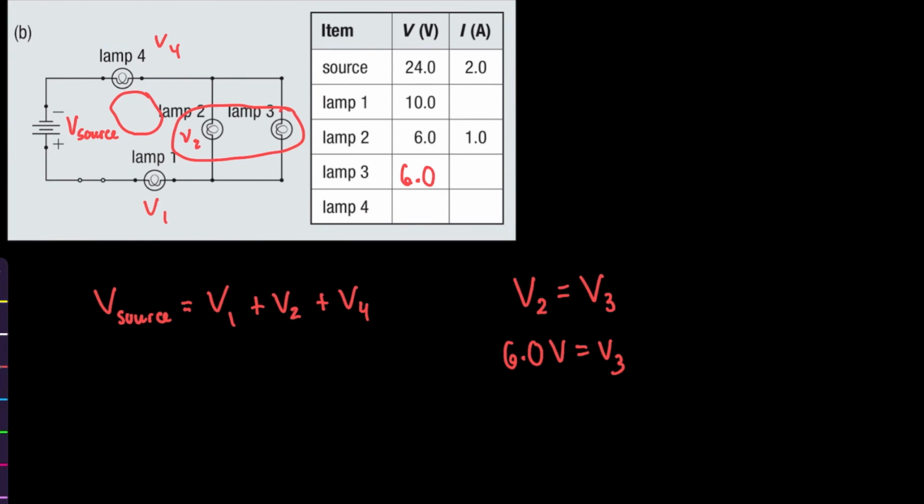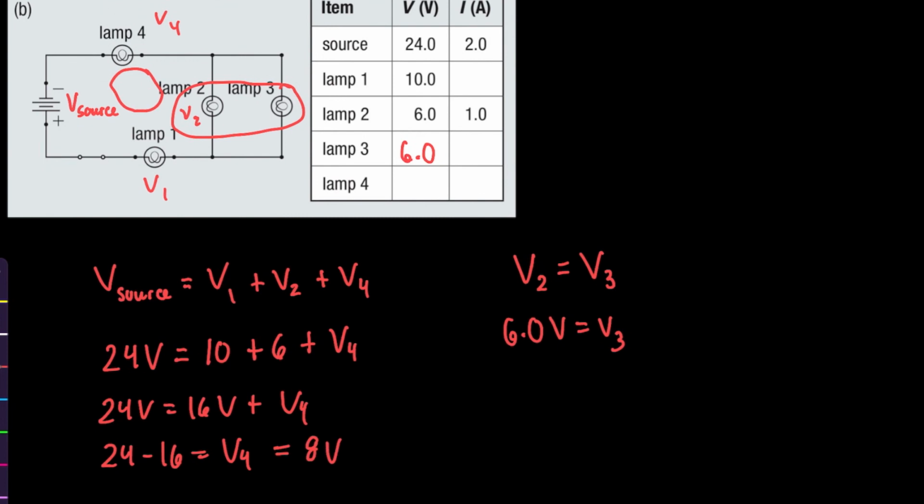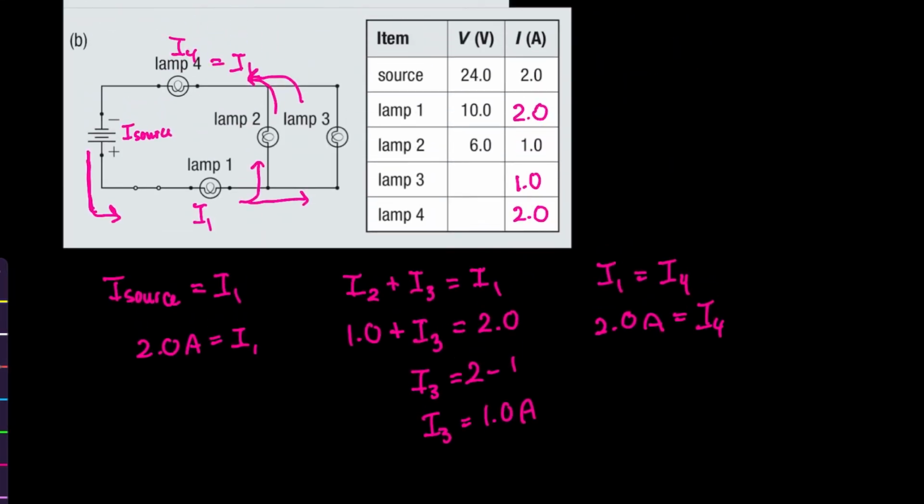And now we can fill in the V4 by looking at our expression and isolating for V4. So that would be 8 volts, right? Because all the voltage at the source, which is 24, has to be lost along the path of V1, V2, and V4. So we added those together, but we isolated for V4, which gave us 8 volts. So filling in from the previous one, this should be 6, and this should have been 8.